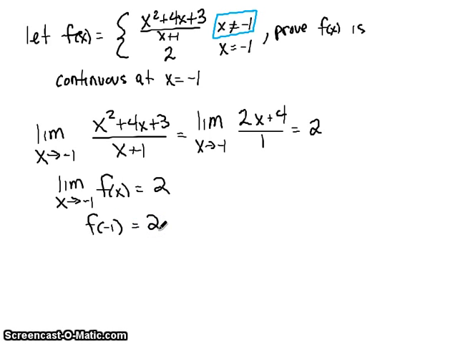So since both of those things are equal to 2, our function is continuous. Therefore f of x is continuous at x equals negative 1. So that's how we show something is continuous. There are 4 types of discontinuities that we need to talk about, 3 of which will probably show up in some way, shape, or form, and the 4th one we don't really have to worry about too much.